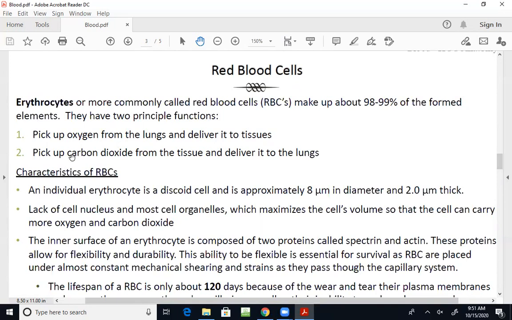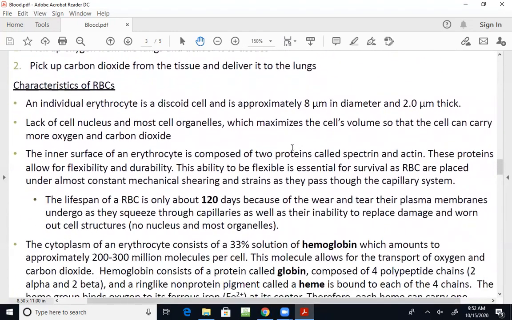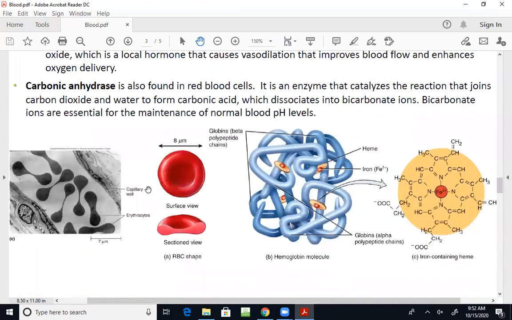Okay. We do also pick up carbon dioxide and deliver it thanks to our red blood cells from our tissues to the lungs, but it's like 23% of our oxygen, or excuse me, of our carbon dioxide is carried by our red blood cells. Structurally, they're very small. In fact, they're the smallest cells in the body, about 8 microns in diameter and 2 microns thick. Their most distinguishing feature is they have this indentation.